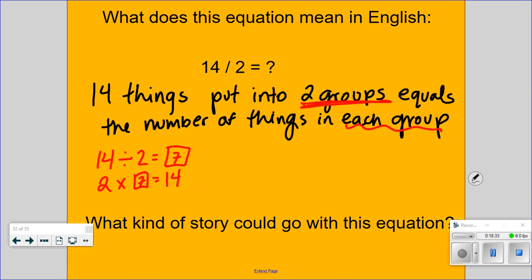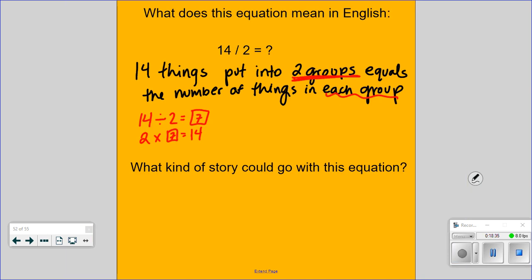All right, I want you to write your own story, and then we'll have a chance to share out. Take some seconds to write your own story that would go with 14 divided by 2 equals 7. All right, I want to hear your story. What did you come up with to match with the equation 14 divided by 2 equals something?